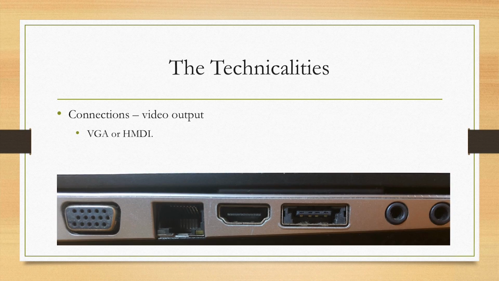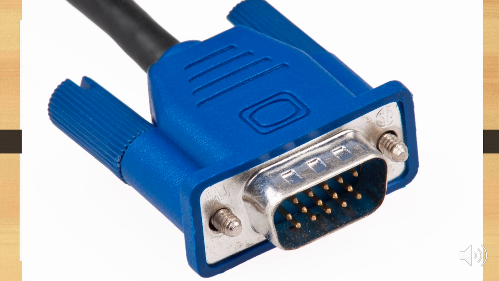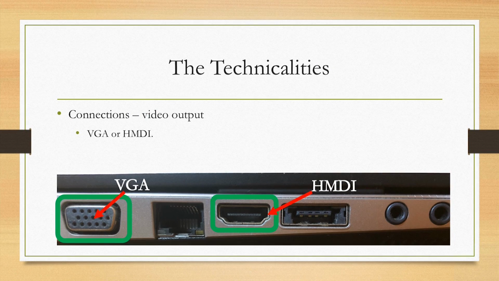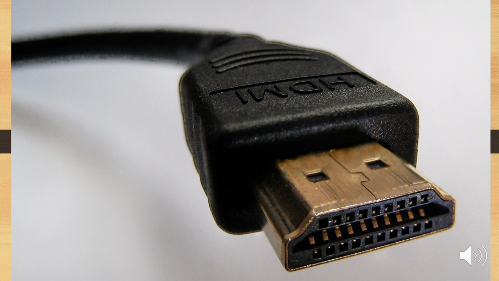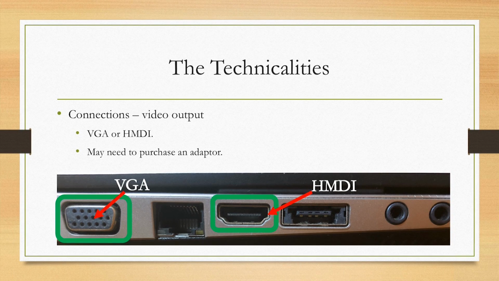If you are going to run it off your own computer, you will need either a VGA or HDMI connection. This is what a VGA connection looks like. This is an older connection and is starting to disappear. This is what an HDMI connection looks like. Note that depending on what device you are using, you may need to purchase an adapter. A lot of venues will have adapters, but from experience I would recommend getting your own if possible.